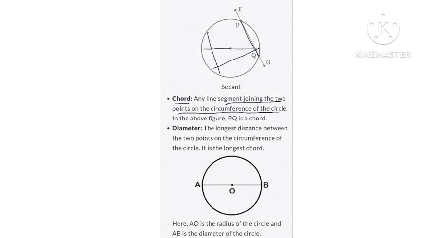Next is the diameter. Diameter is the longest distance between two points on the circumference of the circle. What is the diameter? It is the longest distance between two points on the circumference, meaning the diameter is this one. In the diagram you can see this is the longest chord of the circle, passing through the center, and the longest distance between two points is known as the diameter.